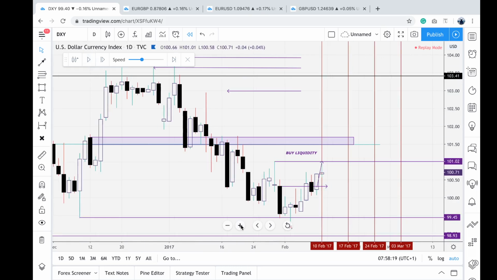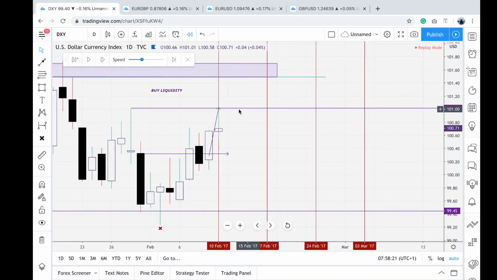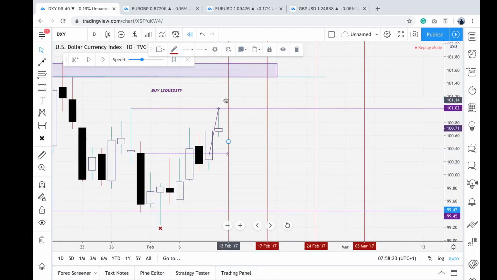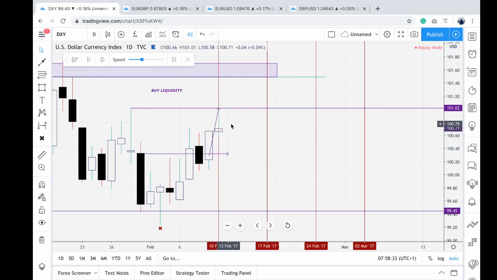Look how precisely price taps our level. Price taps our level precisely. Let me actually point this out. Look how perfect we are in getting to this level. So that is precision on your daily time frame, something you're not going to get anywhere else. Only Gene teaches this.